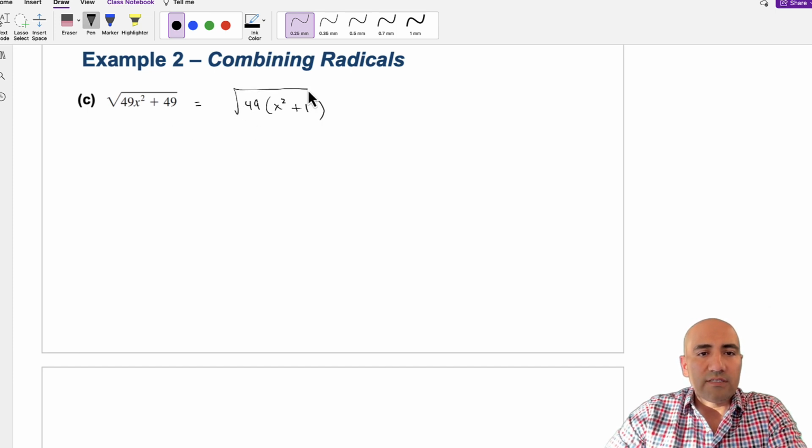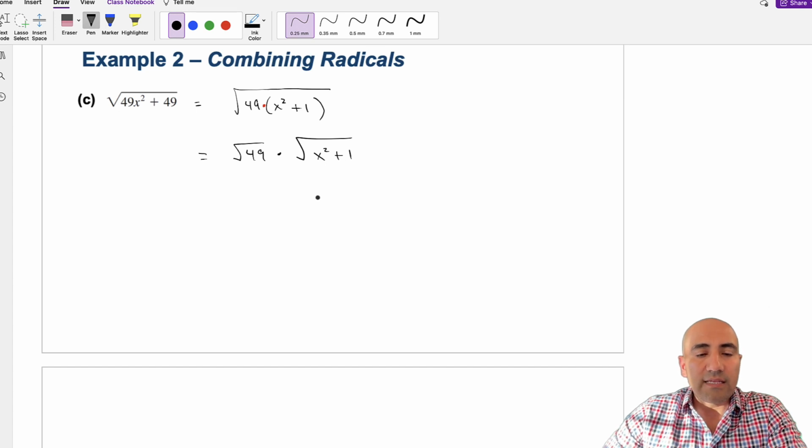All of this lives inside the square root. And now we have multiplication: 49 times x squared plus 1. So this is equal to the square root of 49 times the square root of x squared plus 1. Good. Now this we cannot simplify any further. We're done there. Again, you cannot separate by addition.